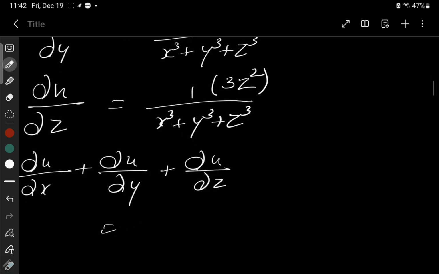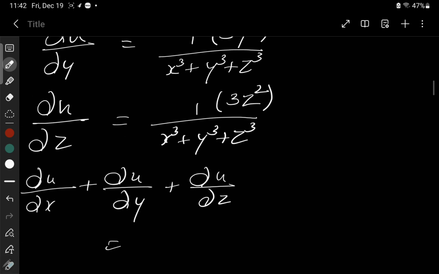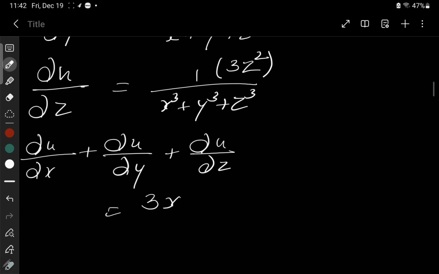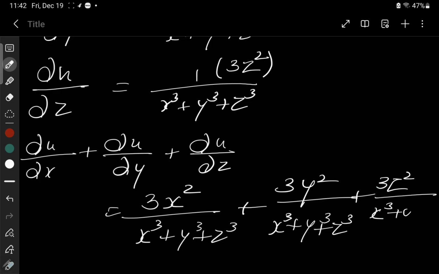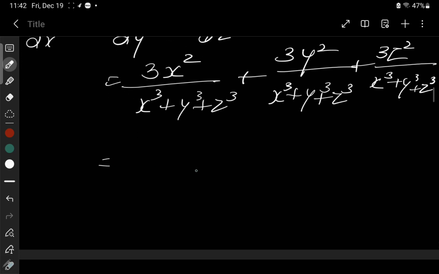That is equal to dou u by dou x is 3x squared by x cube plus y cube plus z cube. Dou u by dou y, 3y squared by x cube plus y cube plus z cube. 3z square by x cube plus y cube plus z cube. Here x cube plus y cube plus z cube is constant, common.